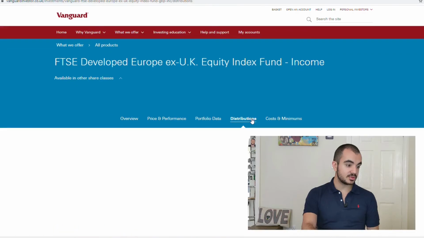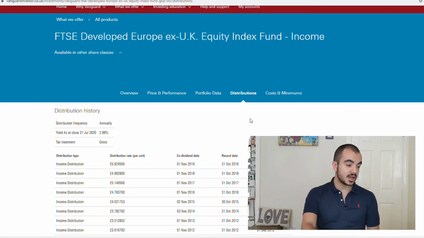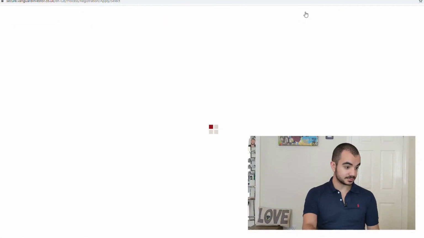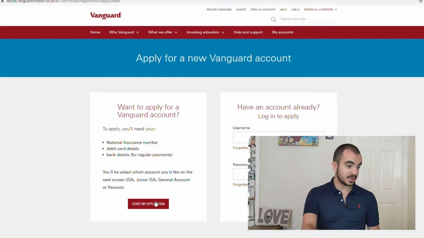And if we go to distribution here, you can see more information about income that was distributed over the last several years. So hopefully you now have a good basis of understanding how to decide on which index fund you would like to open. I'm going to quickly show you now how to open up an account. So I'm just going to click here, open account, and we'll start my application.